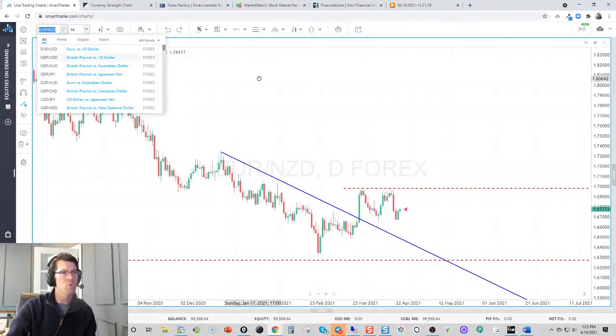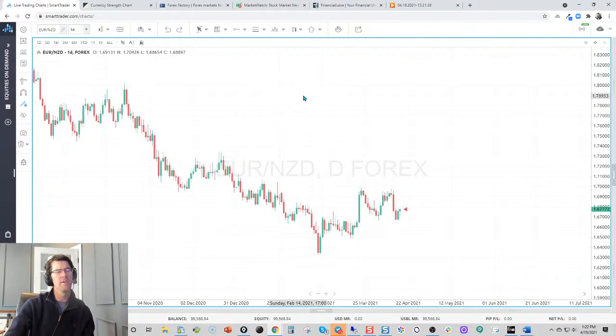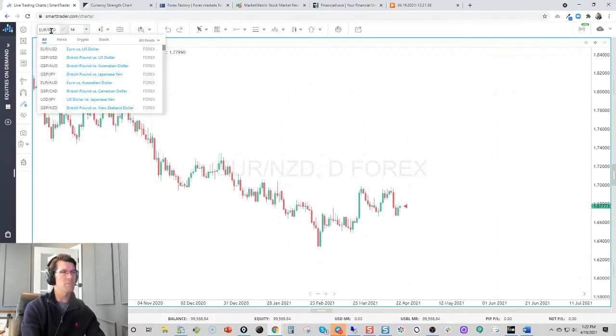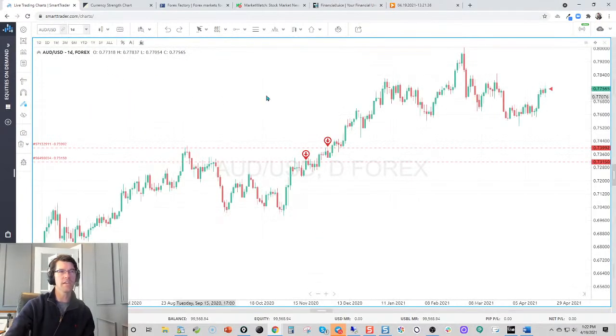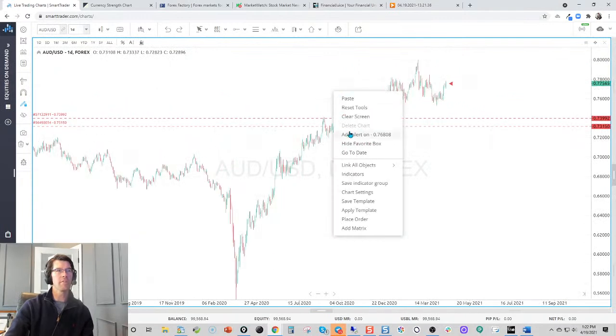I did turn on my perfect storm again for Aussie CAD, New Zealand CAD, Euro CAD, and Aussie New Zealand. Those are just going to continue to watch. Let's take a look at some of those dollar crosses. Let's go Aussie dollar. All right, keep an eye on this Aussie dollar.